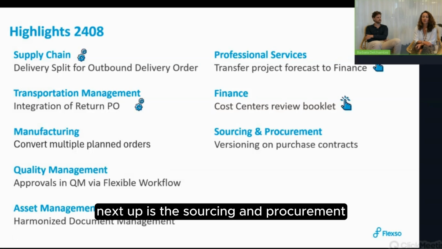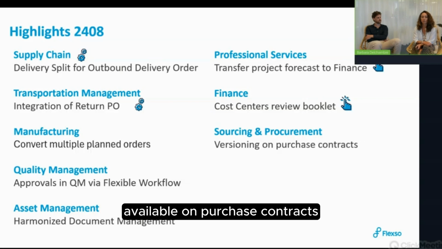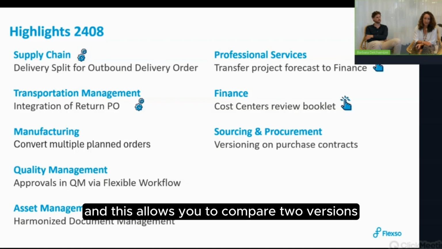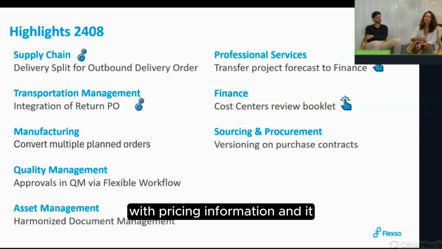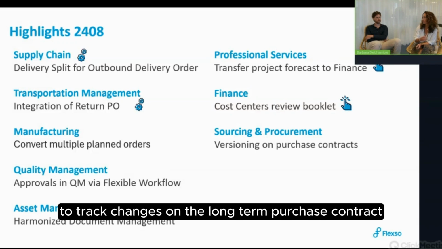Next up is the sourcing and procurement, where we have the versioning also available on purchase contracts. And so this allows you to compare two versions with pricing information, and it makes it much easier to track changes on a long-term purchase contract.